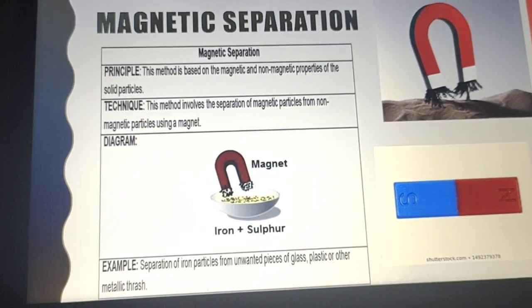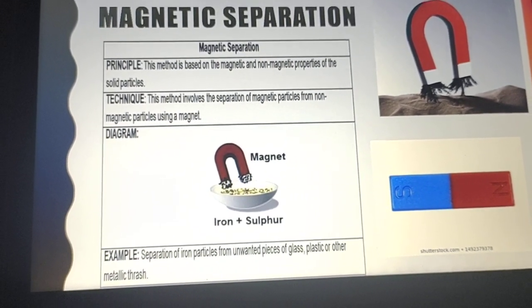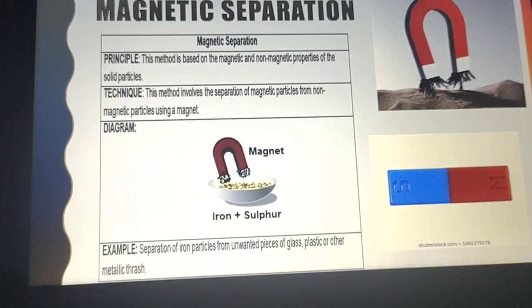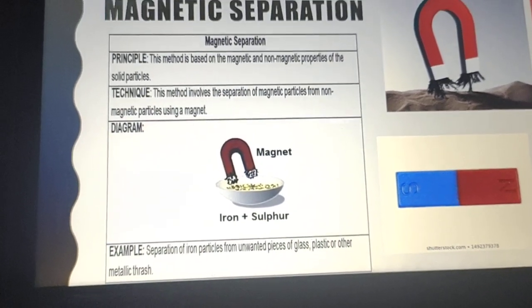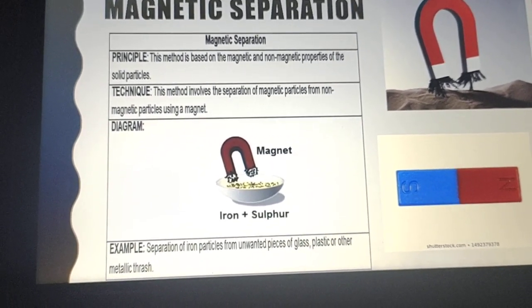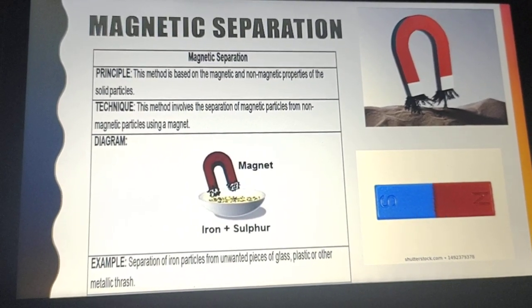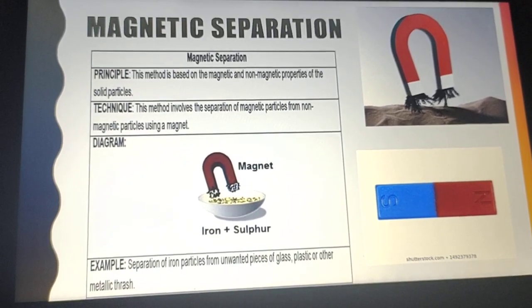Magnetic separation principle. This method is based on the magnetic and non-magnetic properties of the solid particles. Technique. This method involves the separation of the magnetic particles from the non-magnetic particles using a magnet. There is one experiment relating to magnetic separation, homogeneity and heterogeneity of iron and sulfide in your practical also. I will send you the practical.